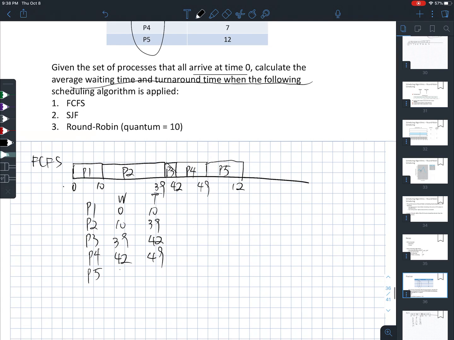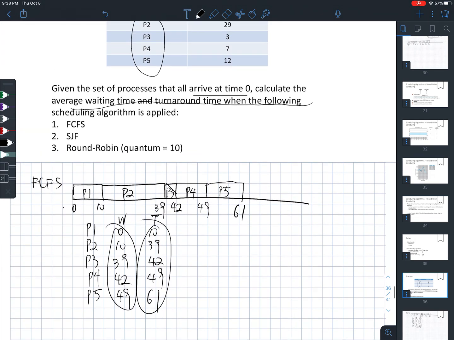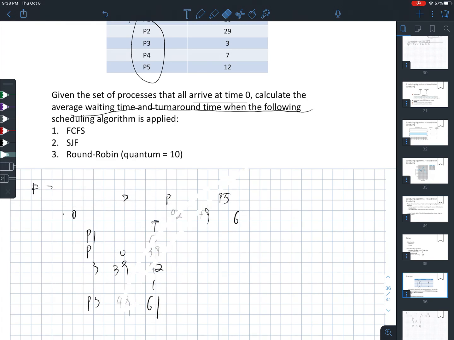For P5, its waiting time is 49, and its turnaround time is, sorry, this is not 12. This is actually 61. Okay, so if we take the average, then we'll be able to calculate the average waiting time and turnaround time. Okay, and next let's see what if we use a different one. We use shortest job first.